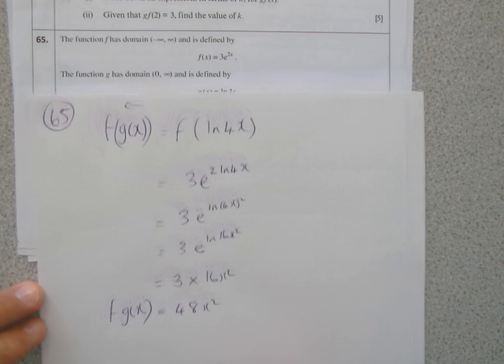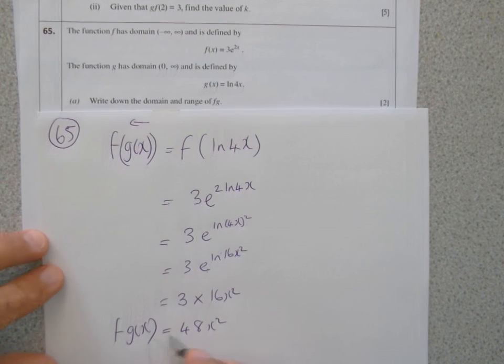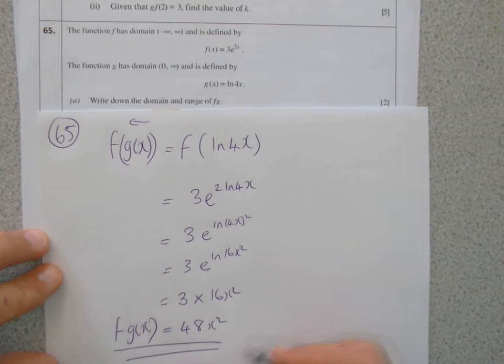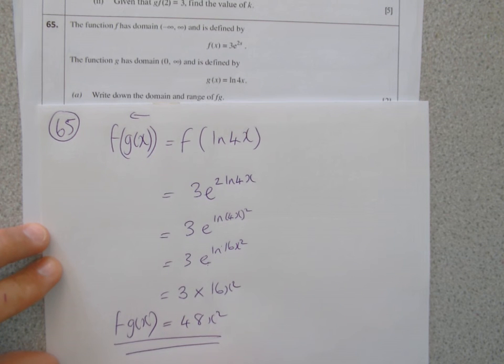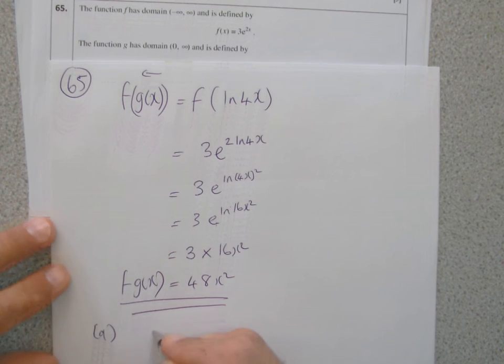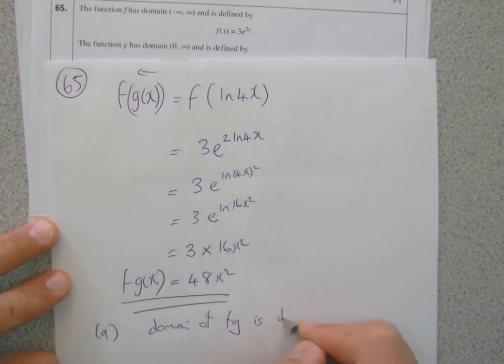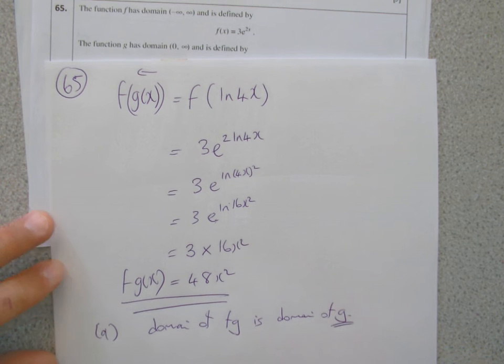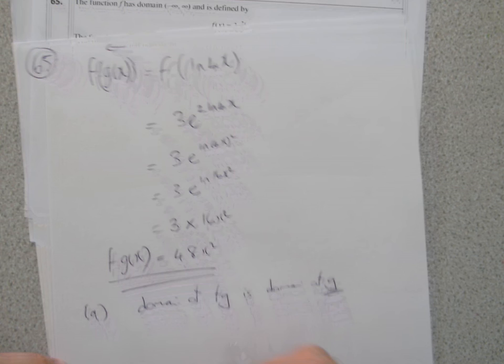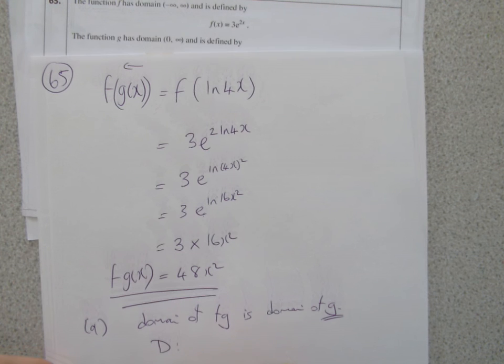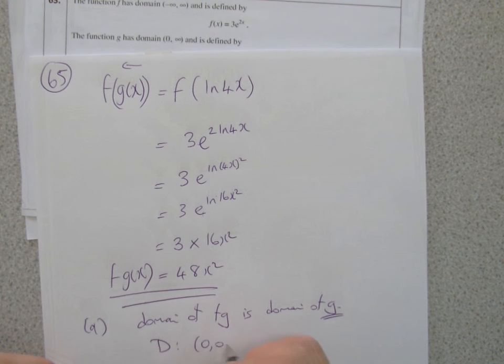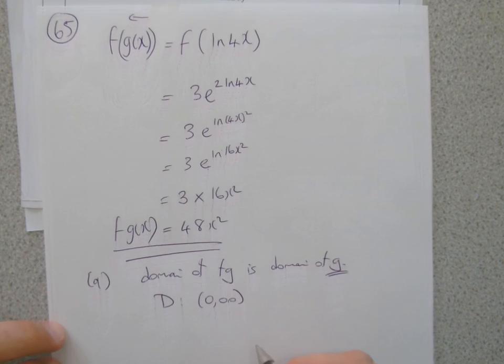So using this will really help you then with part A, when it says write down the domain and range of fg. Now remember, the domain of fg is the domain of g, because you put g into f, so we take on g first. So we just look at the domain of g. So the domain of g in the question given to us is 0, infinity. So that's easily done.